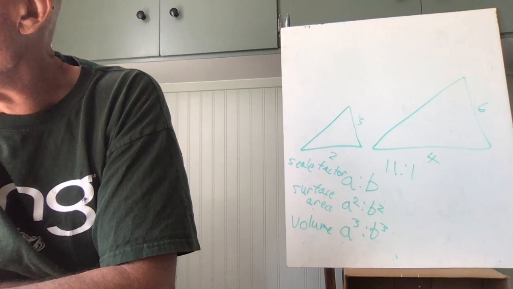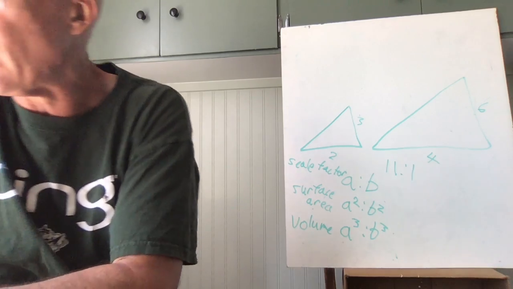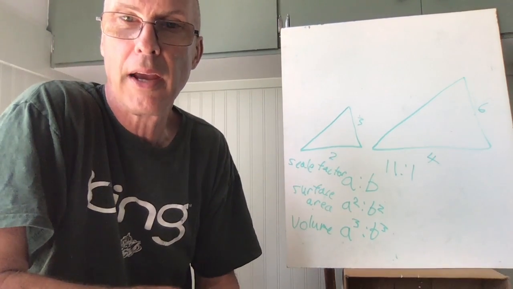If its scale factor is A to B, then the surface areas have a ratio of A squared to B squared, and the volumes have a ratio of A cubed to B cubed. Okay? All right.